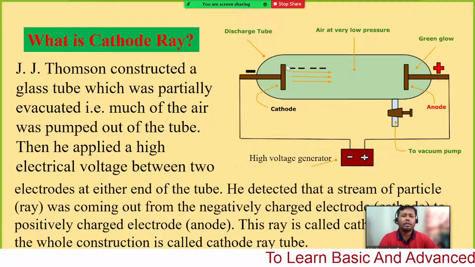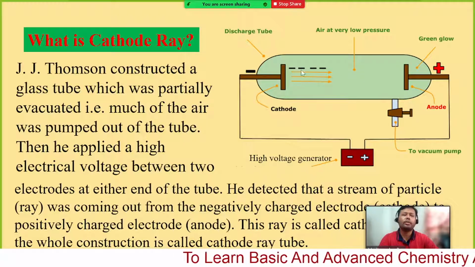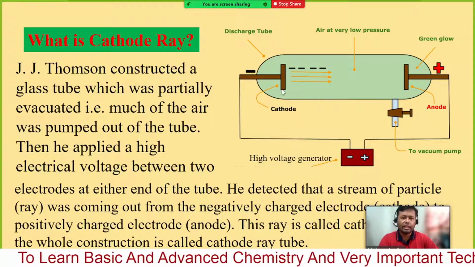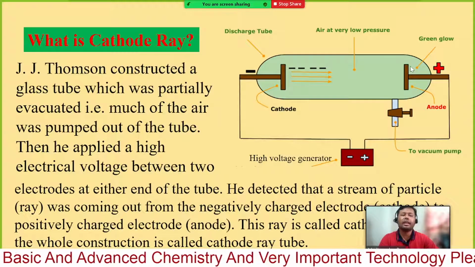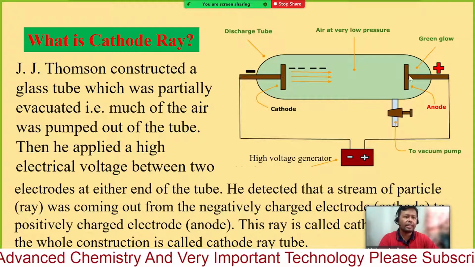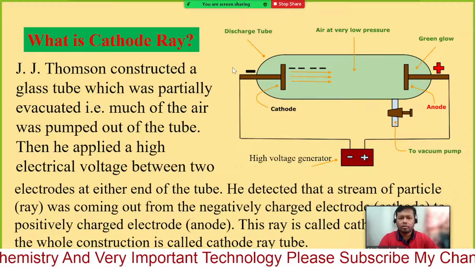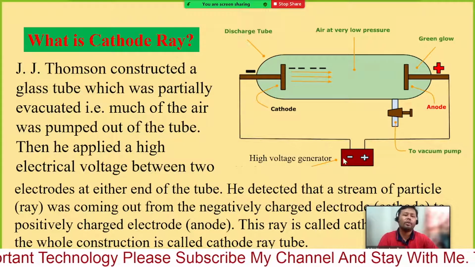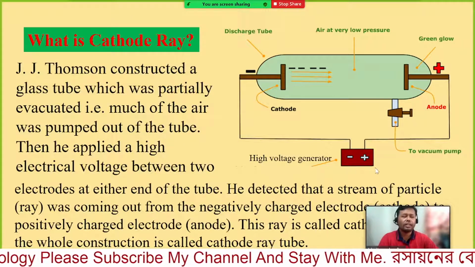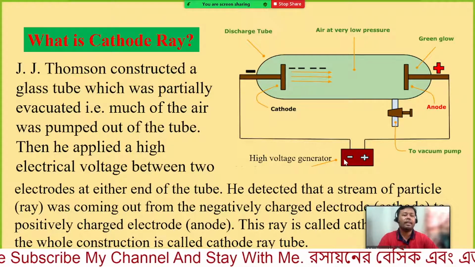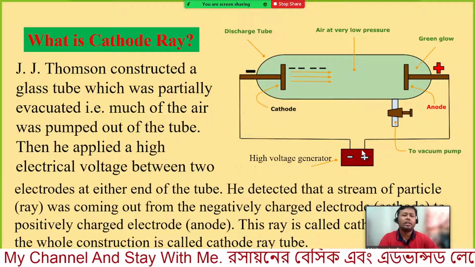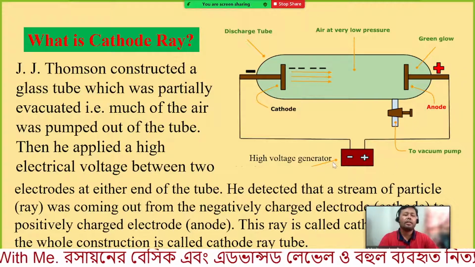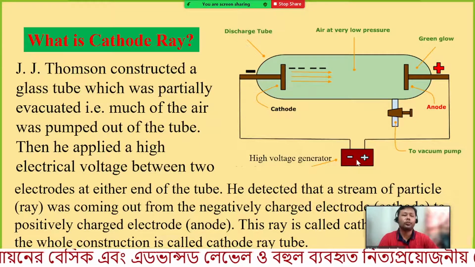Now inside the glass tube he kept two different electrodes. This is a cathode and this is an anode, and these are connected with wire to the high voltage generator. A high voltage generator is an electronic device that can produce a very high potential difference.